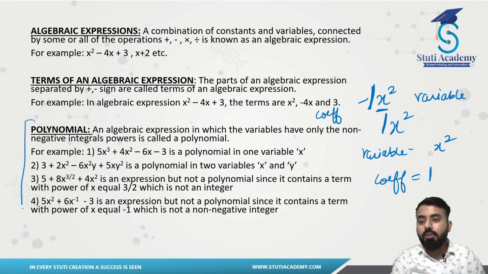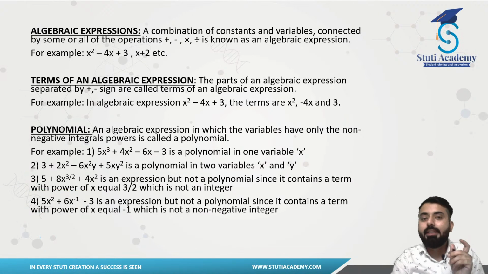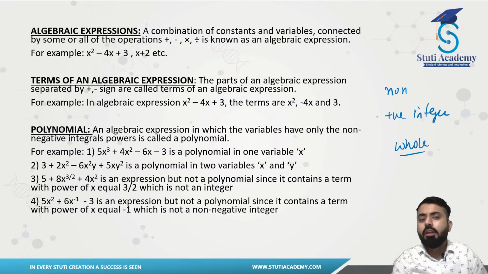So polynomials. What are polynomials? An algebraic expression in which the variables have only non-negative integral powers is a polynomial. So a polynomial is basically any algebraic expression. Remember, any algebraic expression. It does not have to have a power of 3 or 2. Any algebraic expression whose powers are non-negative integral powers. That means it has to be a positive integer. Or if I tell you, it has to be a whole number.